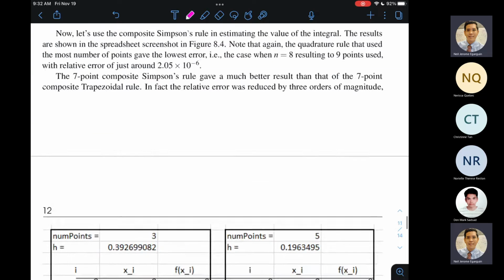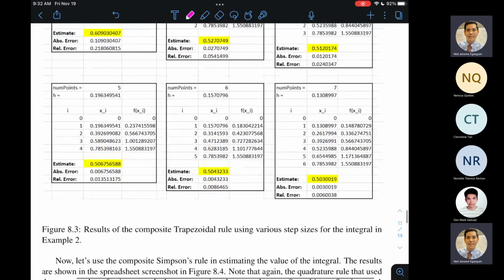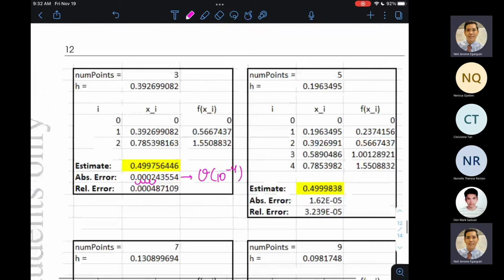Pero kung babalikan natin yung trapezoidal rule, kailan yung error naging 10 to the minus 4? Actually, wala pa nga eh. Kasi yung error dun sa pinakamaganda, sa 7 points na ginamit ay 3 times 10 to the negative 3 lamang. 7 points na yon ang composite trapezoidal. Pero sa composite Simpson's, order 10 to the negative 4 na kagad yung meron tayo.